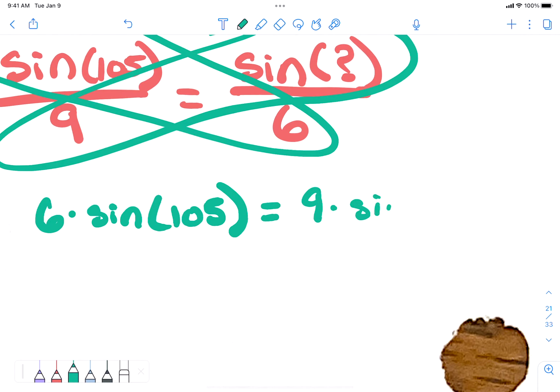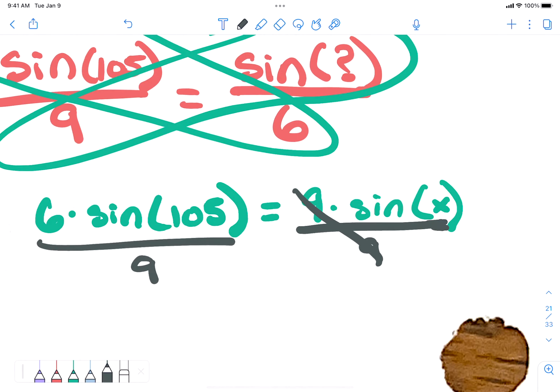9 times sine of x, or sine of question mark, or whatever you want to label it as, right? 9 times sine of x. Okay. Now, I'm trying to solve for x in here. So what do I have to do first? Divide by 9. Yeah, to get the 9 to go away. So divide by 9. All right.